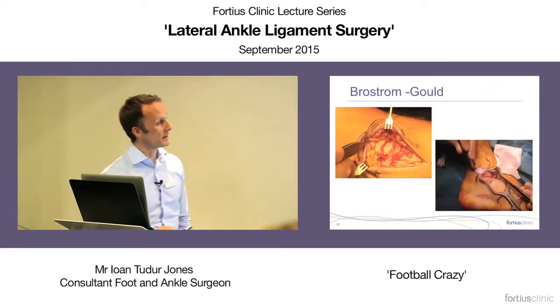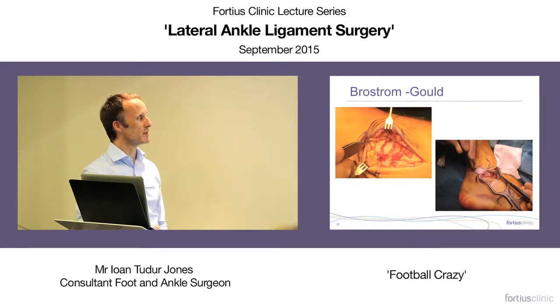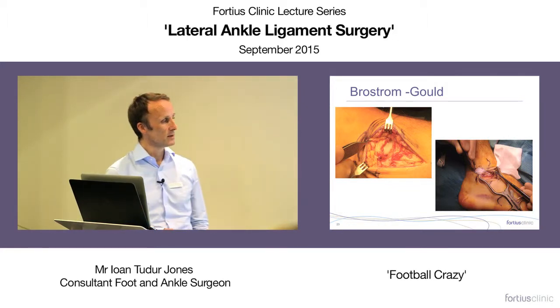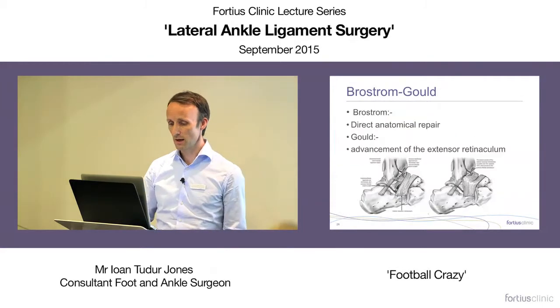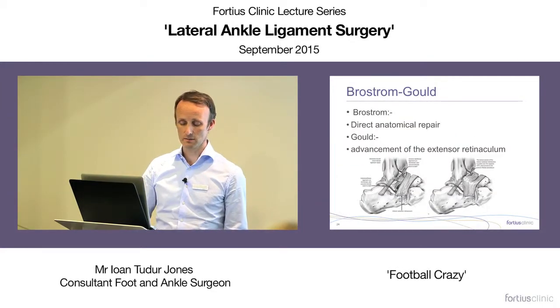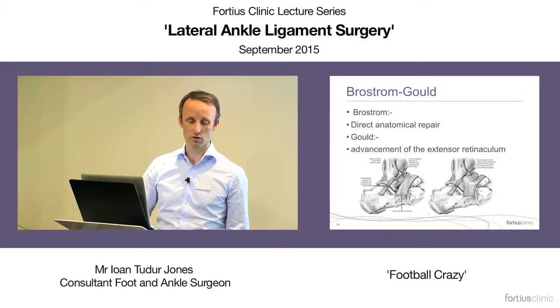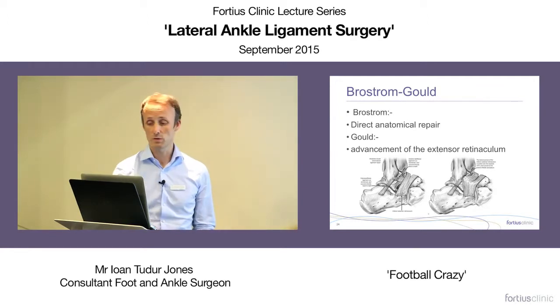I'm not going to talk about this, I think you all know about it. It's a Broström-Gould procedure. It basically involves directly repairing. So this is the ATFL, it's the tear in the capsule, and all you do is stitch this back together again. The CFL is often pulled off the fibula, it sort of flops out of the wound, and again it's simply reattached. And again, it's a very straightforward anatomical reconstruction. It simply repairs what's been damaged.